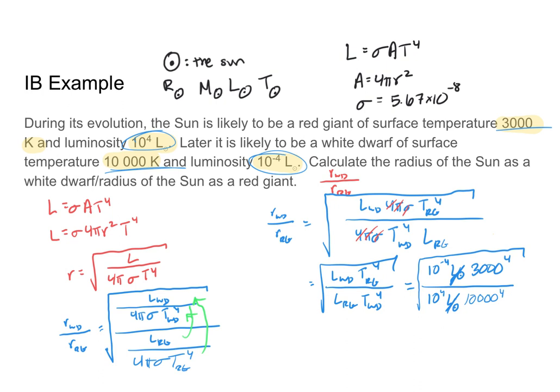And now at this point, all I need to do is plug everything into a calculator. When I do, I get that the ratio of my radii is 9 times 10 to the negative sixth.